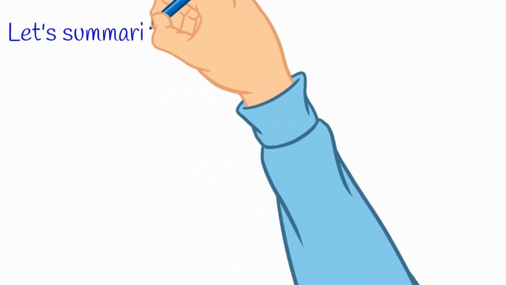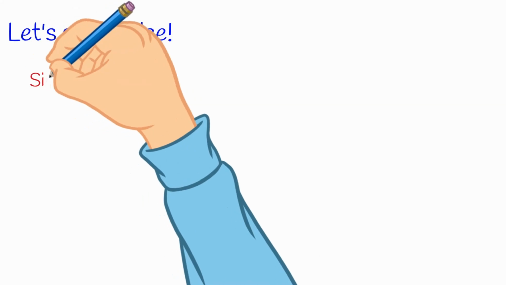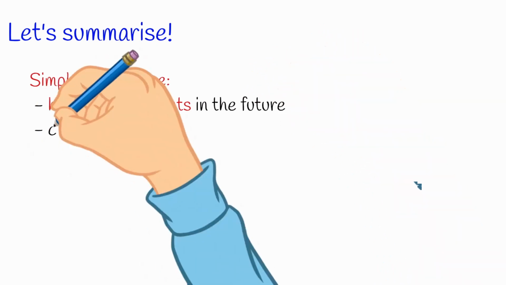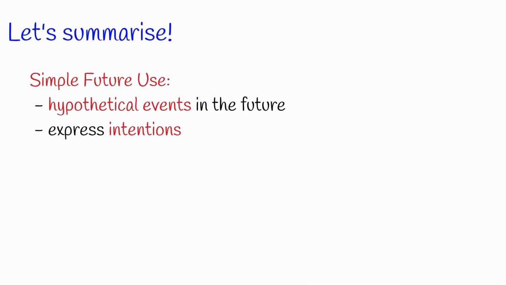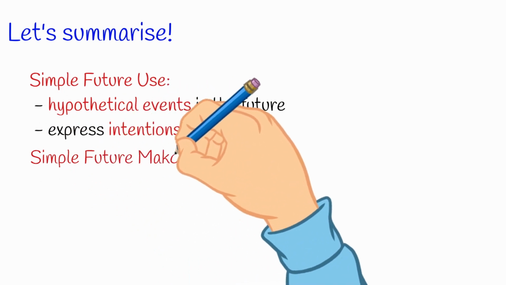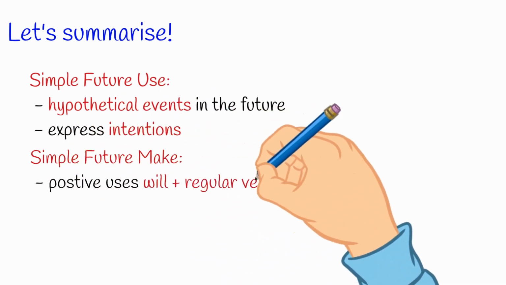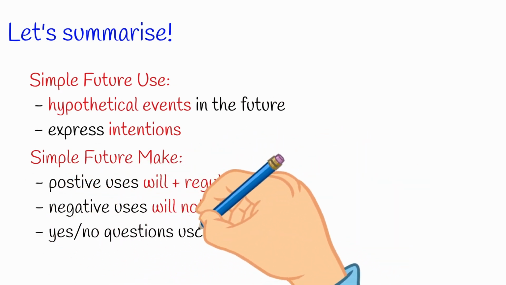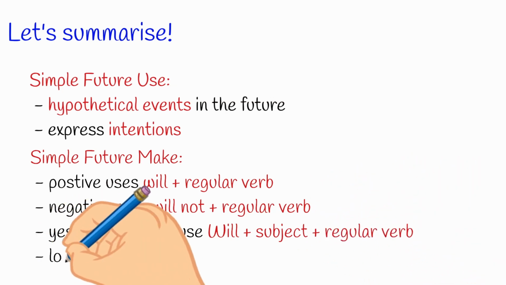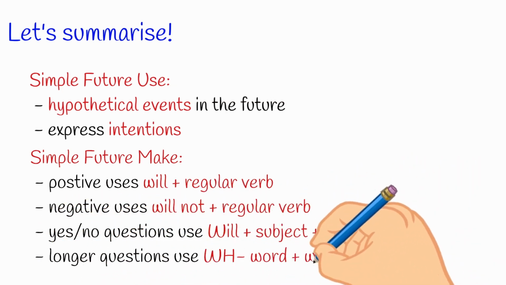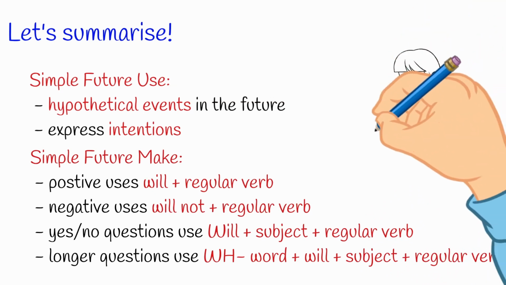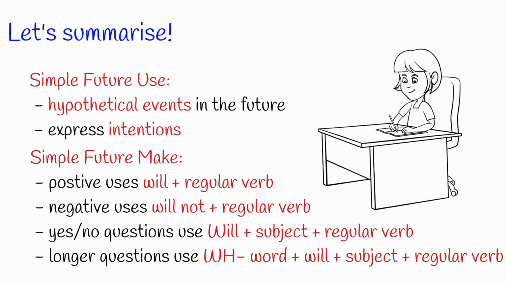So let's summarize. Simple future is used in two ways. We can use it to talk about hypothetical events in the future and to express our intentions for something that happens in front of us. We can make simple future positive by using will plus the regular verb. Negative will uses will not plus the regular verb. Yes/no questions use will plus subject plus the regular verb. And finally, longer questions use a WH word plus will, then a subject, then the regular verb. Simple future is very similar to the other simple tenses. It uses the regular verb and the question forms are similar.